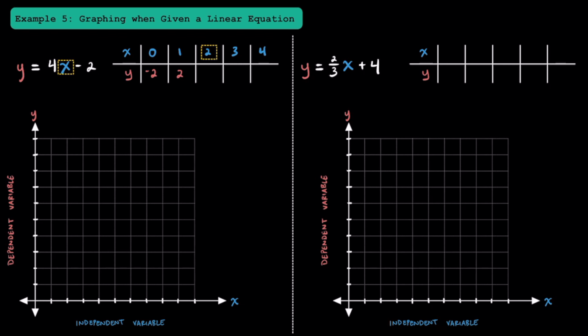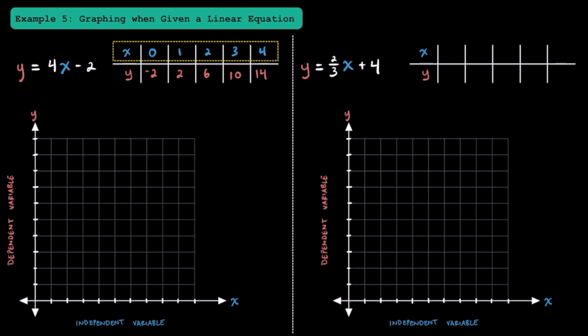When x is 2, we have 4 times 2, which is 8, and 8 minus 2 is equal to 6. When x is 3, we have 4 times 3, which is 12, minus 2 is equal to 10. And when x is 4, we have 4 times 4, which is 16, minus 2, which is equal to 14. Now that we have a table of values, let's get them onto a graph.